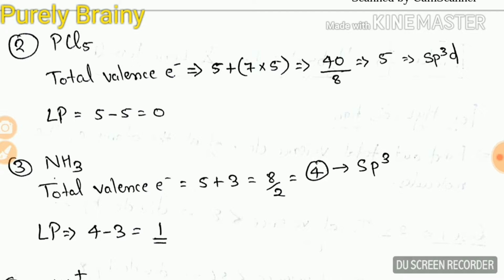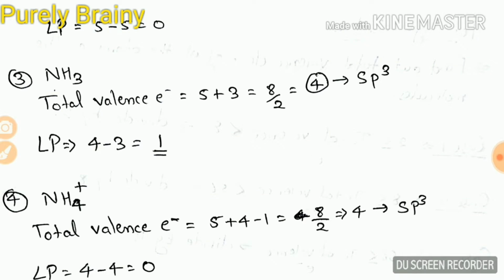Now to calculate the lone pair, the number of hybridized orbitals, that is 5, minus the number of surrounding atoms. In PCl5, one phosphorus is surrounded by 5 chlorines. So the total number of surrounding atoms in PCl5 is 5. Therefore the lone pair is 5 minus 5, that is 0.